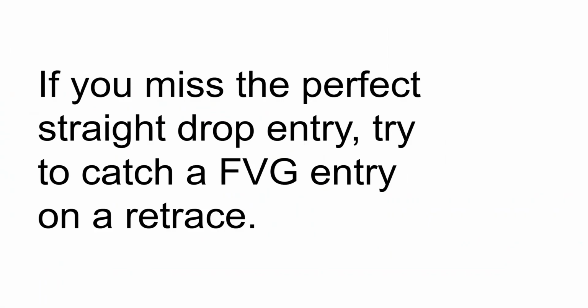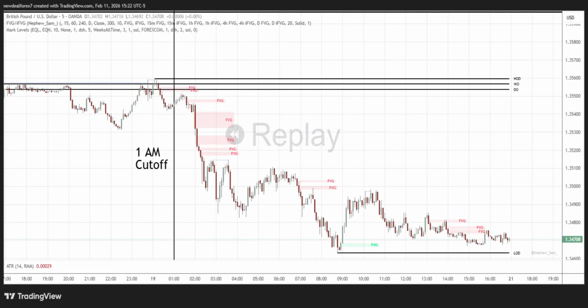Now, if you missed the perfect entry on a straight drop, you can try to catch a fair value gap, okay, on a retrace. So what do I mean by that? Like right in here. This is after 1 a.m., obviously, but you could have got in right in here, maybe on this retrace right here where it was close enough to a gap, and a smaller move down here. But I want to be in back here. I don't really try to trade down here. That's just my preference.